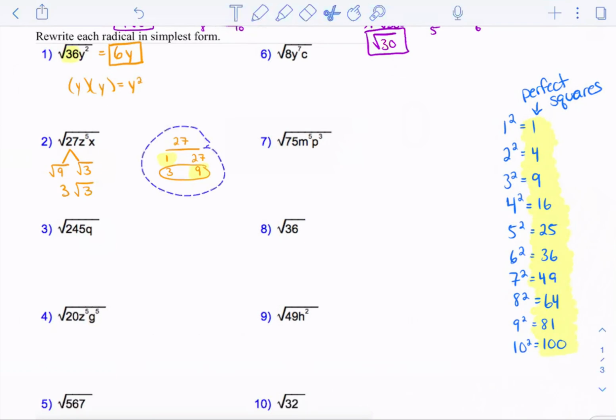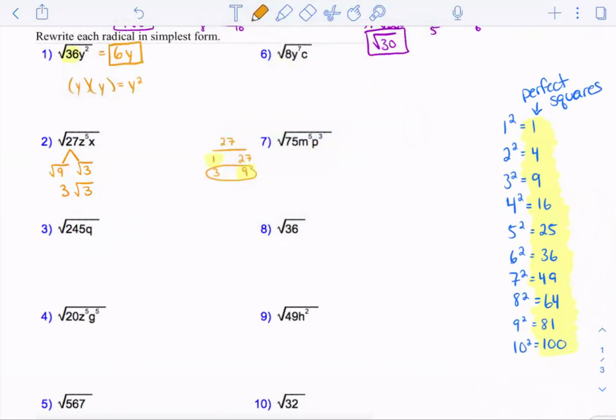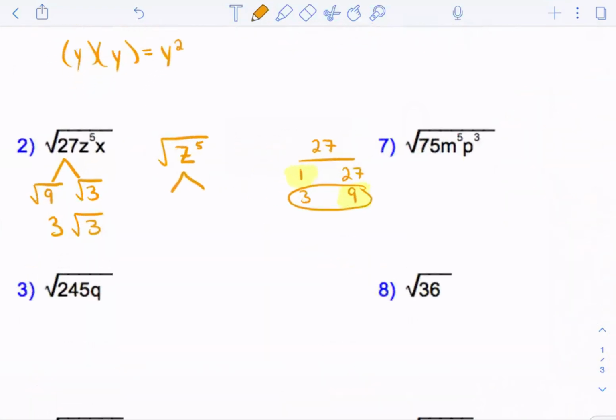So let's see how to simplify the variables. Let's look at the z. So I have the square root of z to the 5th power. How do I simplify that? Let's think. Now, if you want to do some work on the side, I'm going to show you something.